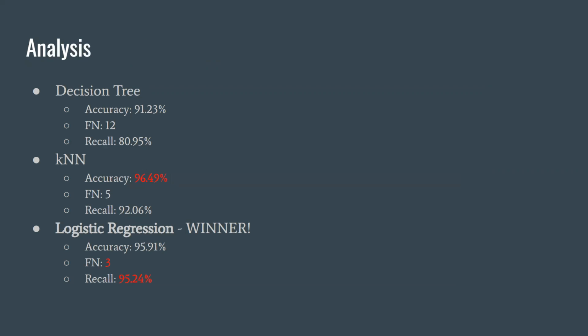Putting everything together, here are the accuracy rates, false negative counts, and recall rate for each of the models. Comparing all 3 models, we can see the KNN model produced the highest accuracy rate, which is 96.49%. However, it does not have the highest recall rate or the minimum false negative count. As mentioned earlier, our goal is to maximize the recall and minimize the false negatives. So logistic regression is the winner here because it has the highest recall rate among the three models and the least number of false negatives among the three.